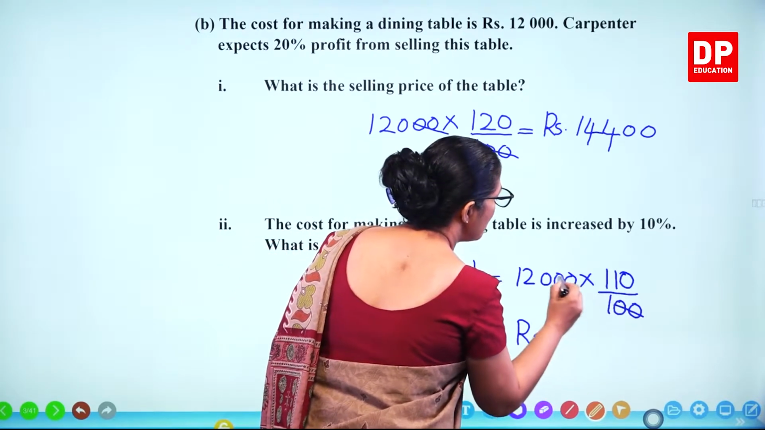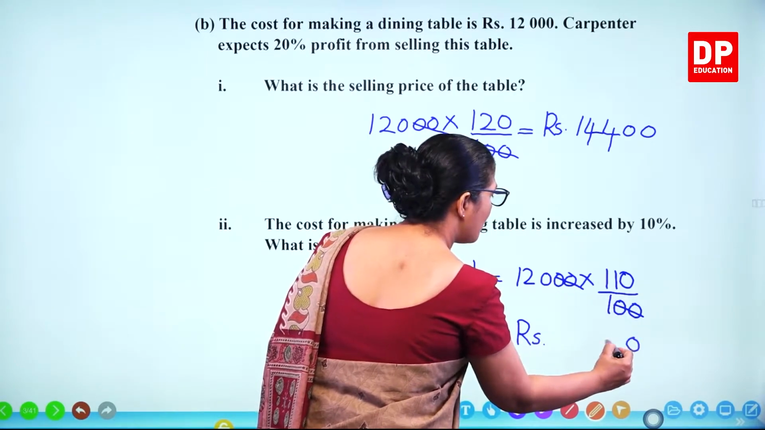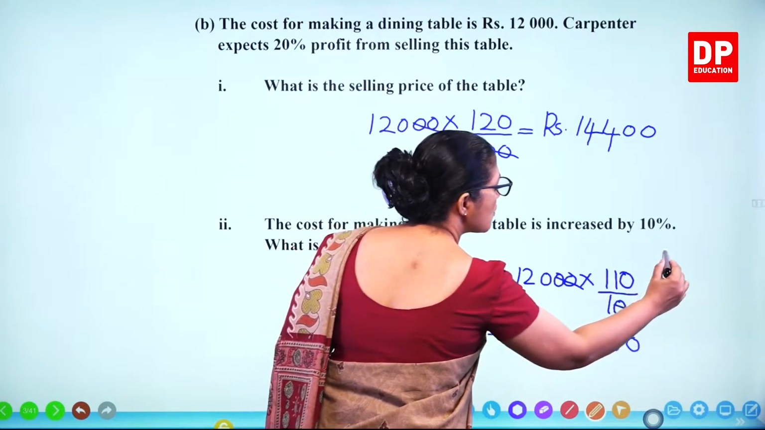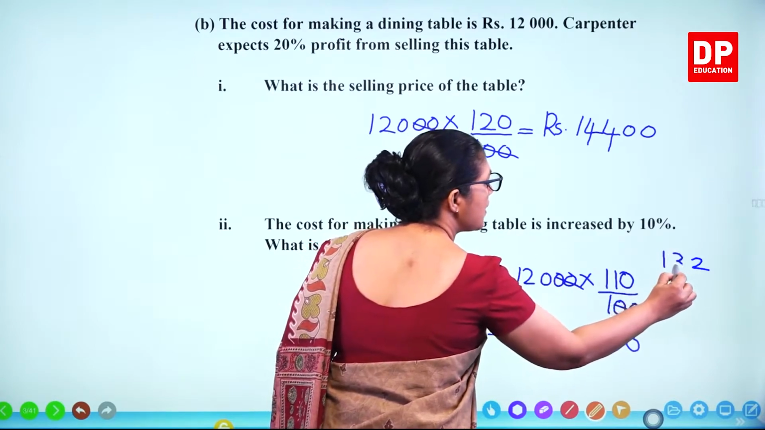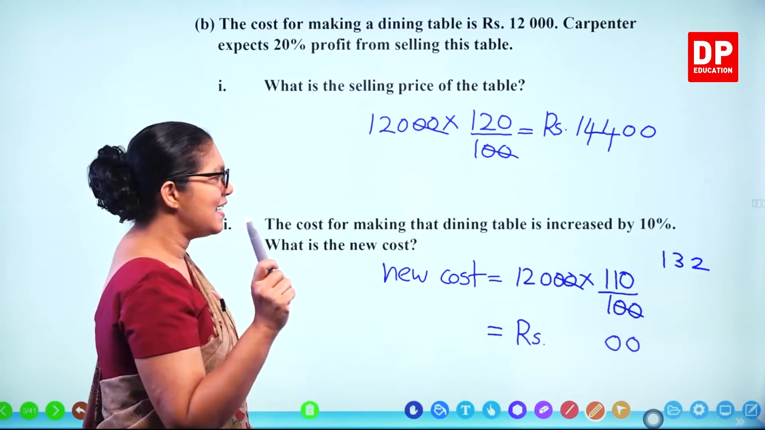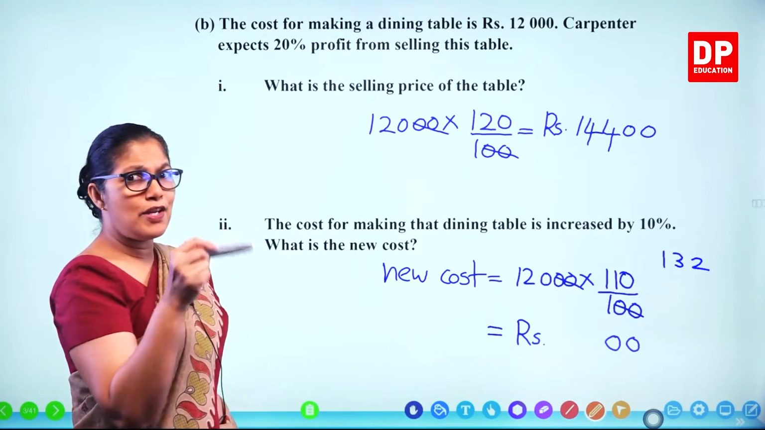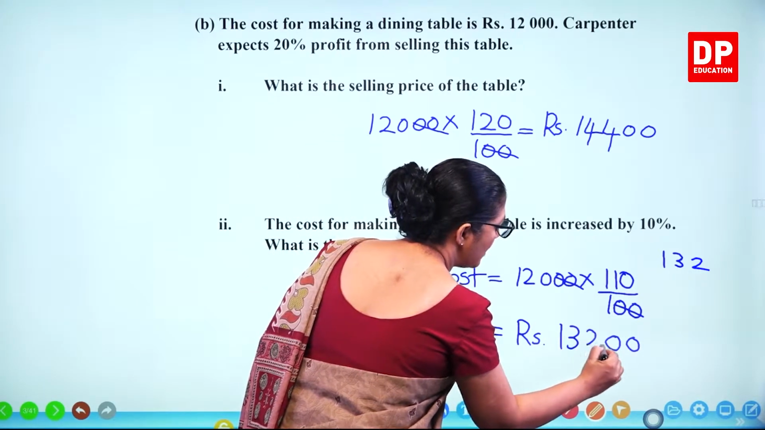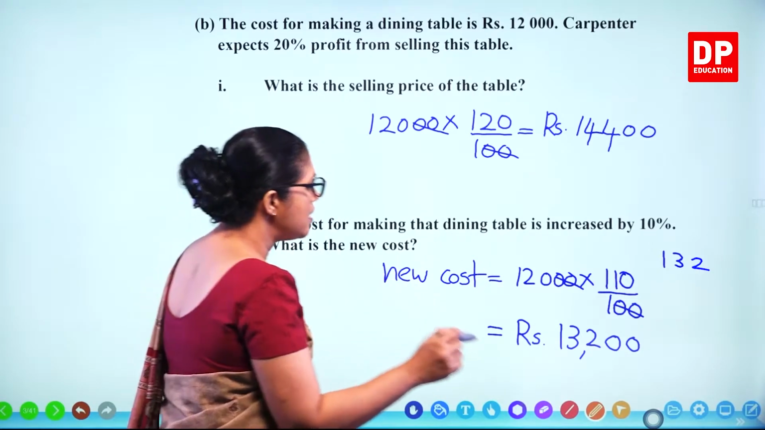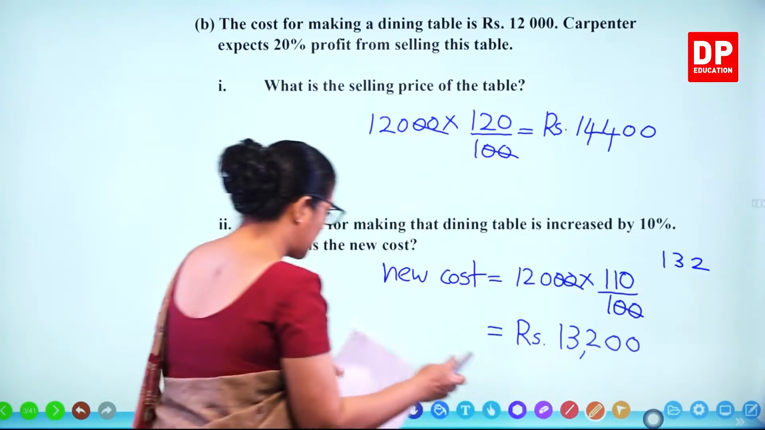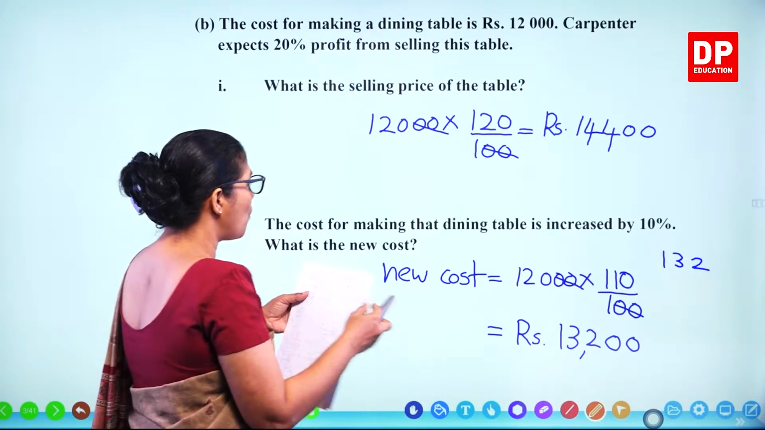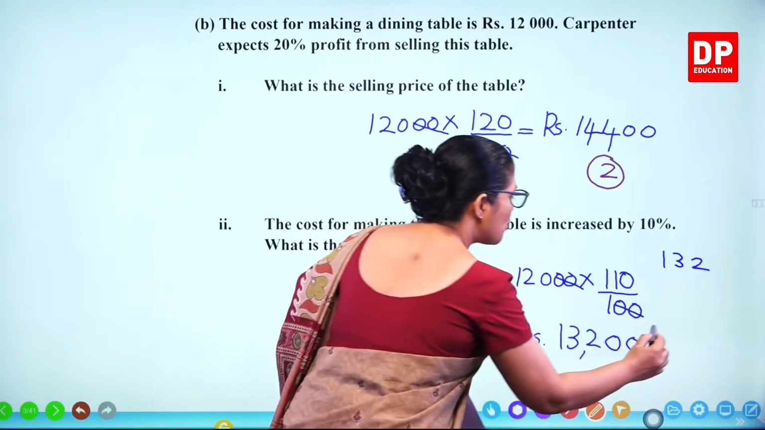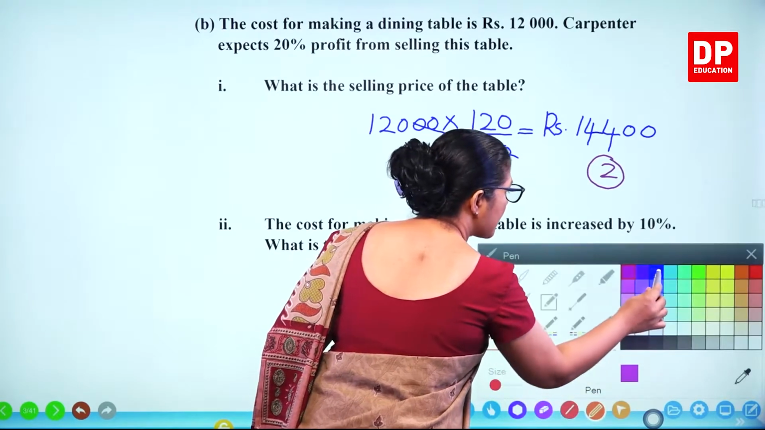So what's the value? 2 zeros get cancelled out. 0, 0. 11 times 12. 132, because you can separate 1 and 2. 2 plus 1, 3. You know how to multiply by 11 easily. Separate the first and the last digit, and in between you add the digits and put the value. So you get 132 here. So 13,200 is the new cost value. So what's the mark? 14,400 will give 2 marks. 13,200, another 2 marks. We have another part.